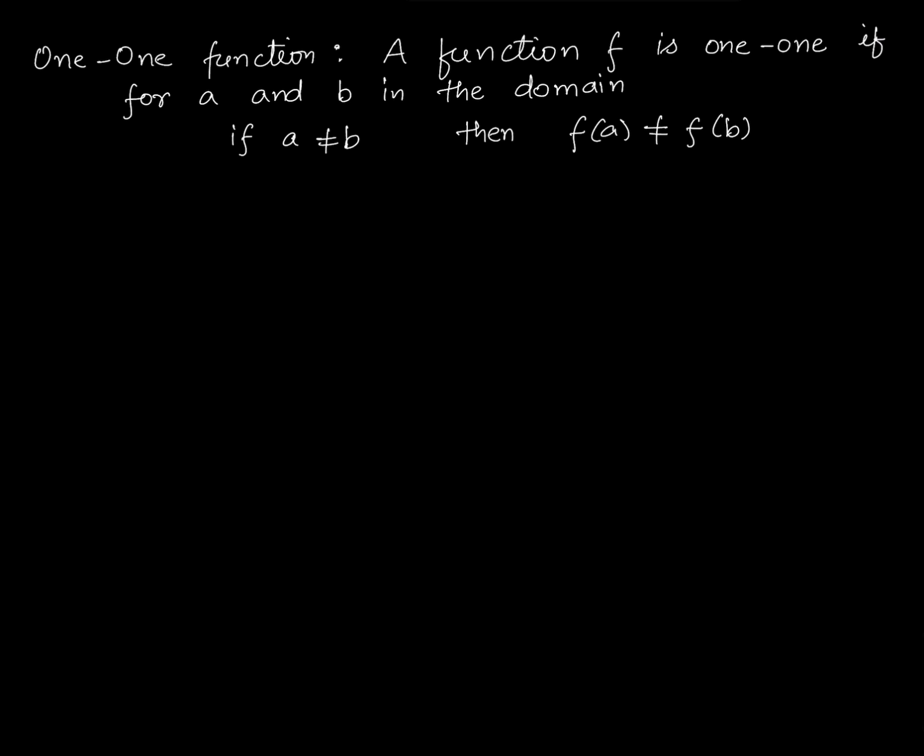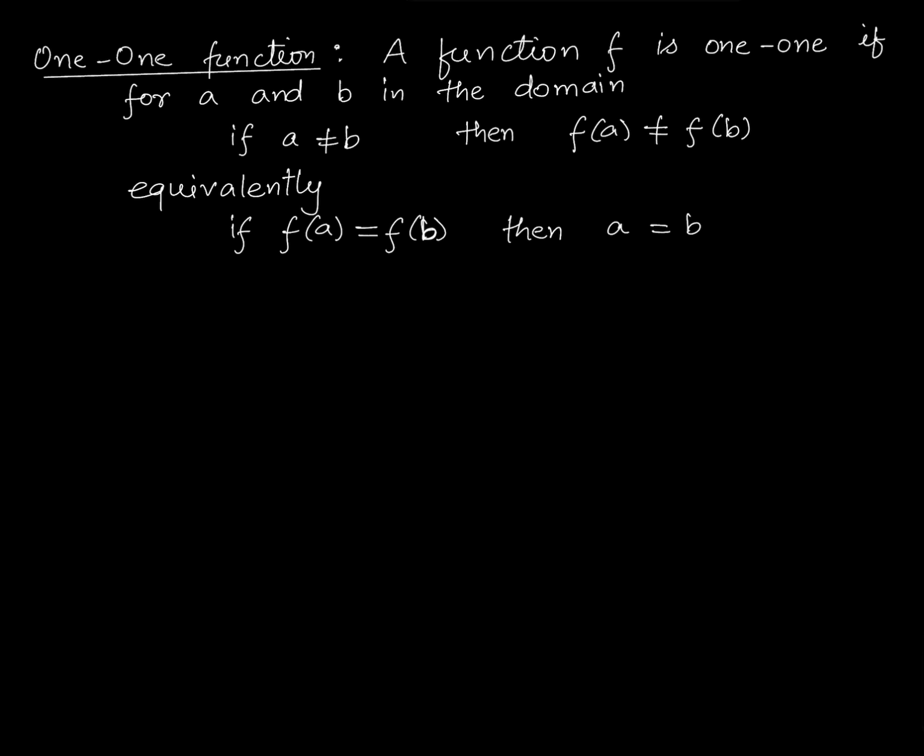So we want each input has unique output. No two inputs can have same output. Equivalently, we can say that if there is a case that f of A has same image as f of B, that can only happen if we are talking about the same element, if A is same as B. Now let's talk about some examples.